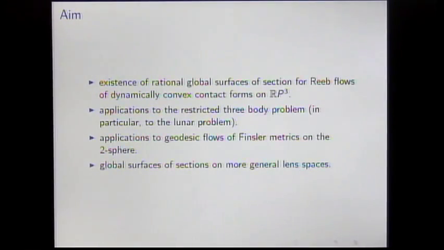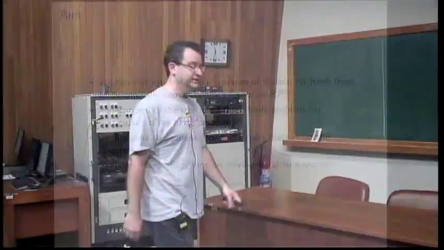Also, this result gives some information about multiplicity of Reeb orbits and something related to ellipticity. So this is another motivation. And also about the existence of Hopf links. And finally, if I have some time, I will say a little bit about such dynamically convex Reeb flows on more general lens spaces.